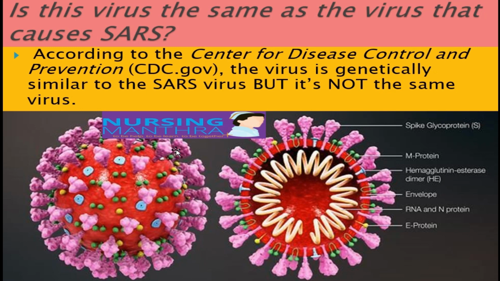Is this virus the same as the virus that caused SARS? According to the Centers for Disease Control and Prevention (CDC), the virus is genetically similar to the SARS virus, but it is not the same virus. So you can see the structure of this virus, spike glycoproteins and M proteins. Later on we will discuss that. Some changes are there compared to the SARS virus.